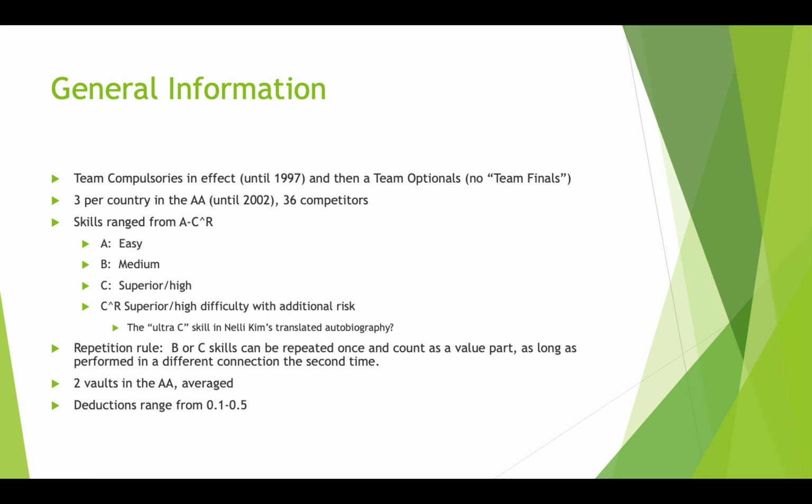More specifically to this code of points, though, than the era as a whole, skills in this code ranged from A through B, C, and ending with something called C with additional risk, or what I'll refer to as CR. In the code of points, this is actually written as a C with an R as an exponent, but just for the ease of typing, I used a caret to indicate that the R is an exponent.